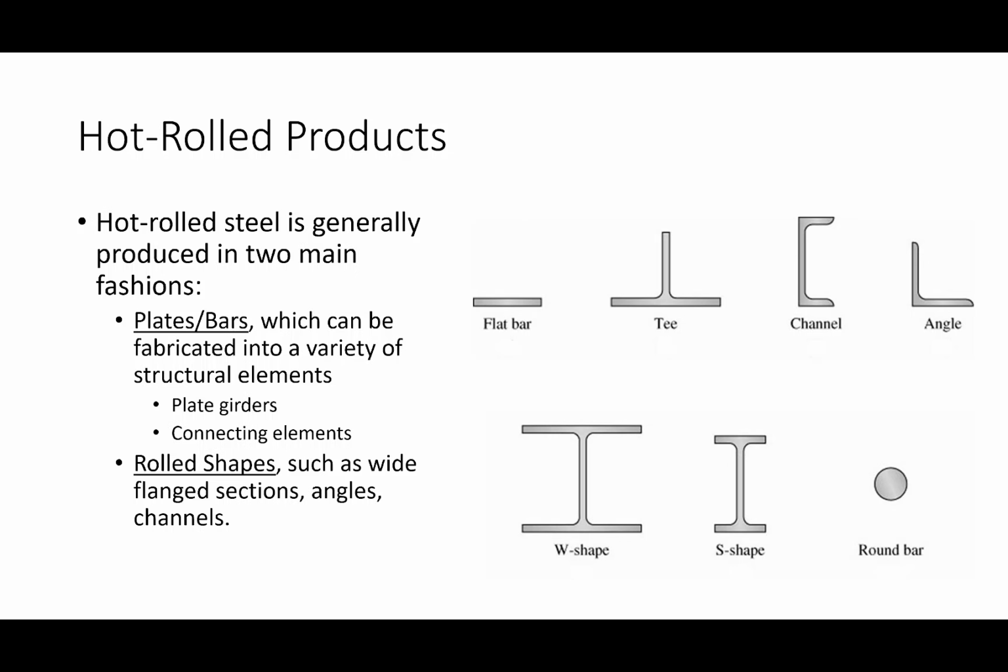We're focusing on hot rolled steel in here, and so hot rolled steel generally comes in two main fashions, either plates or bars, and then we would take those plates and bars and fabricate them into a variety of shapes and whatnot.